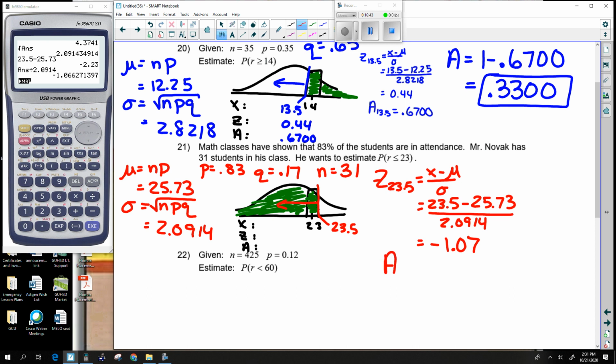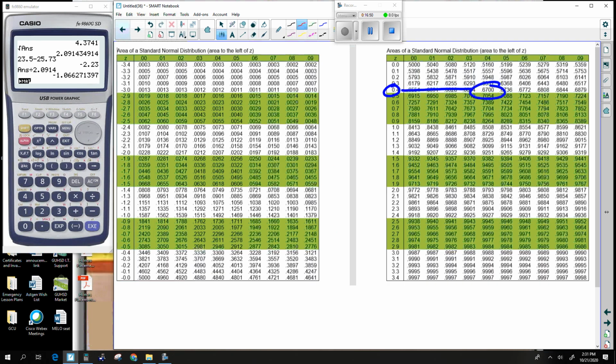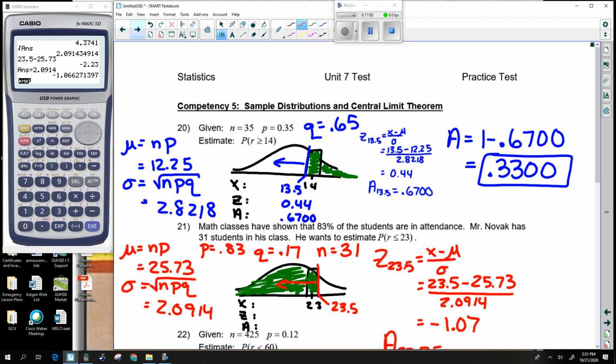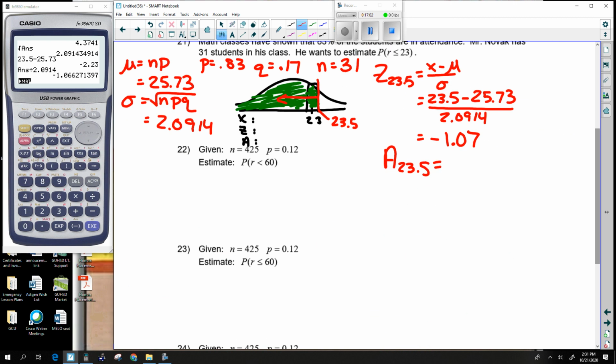Again, make sure you round to 2 decimal places. Negative 1.07 in this problem. Notice that is the area to the left. That is what I wanted.